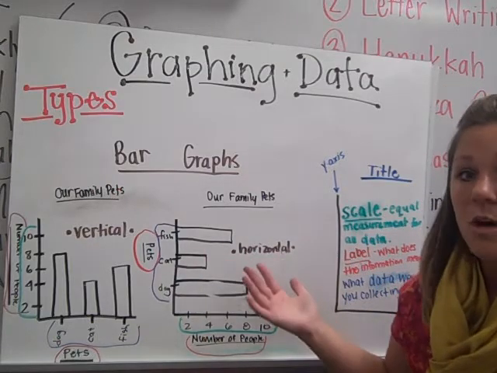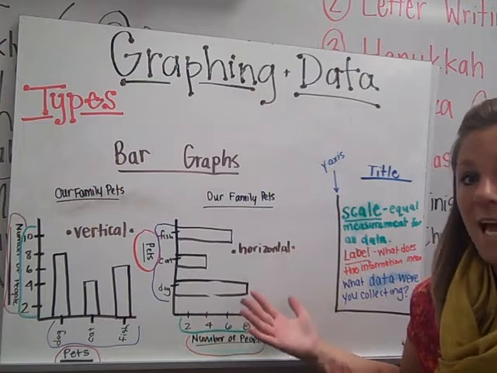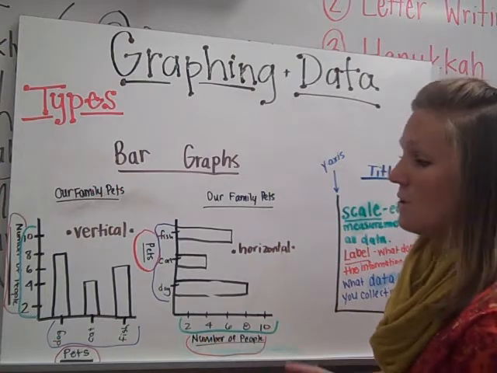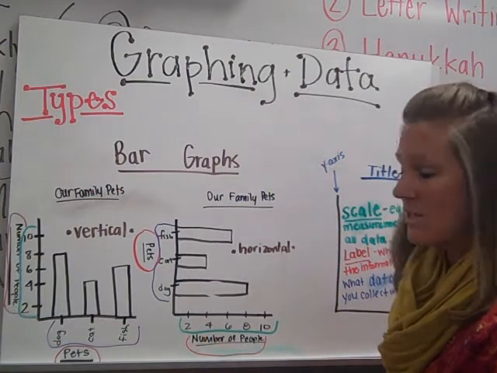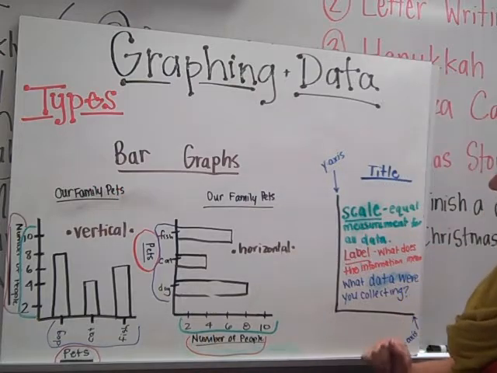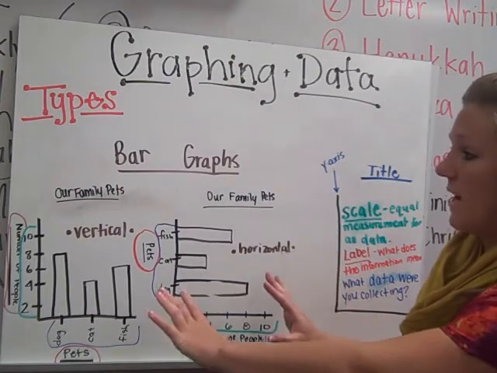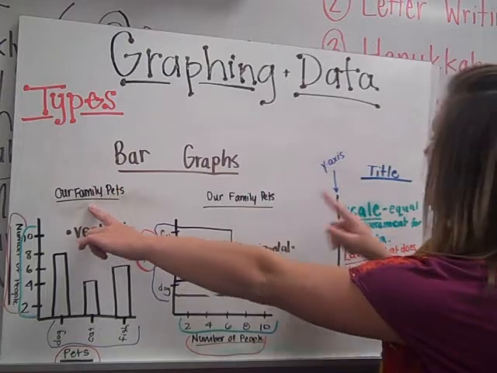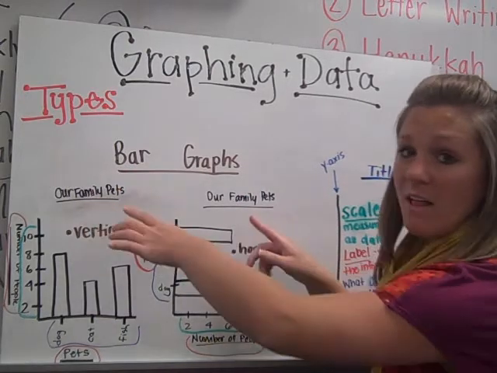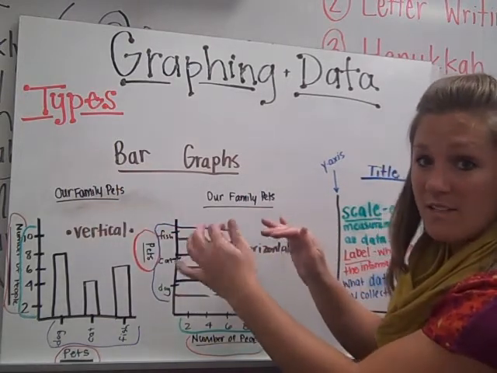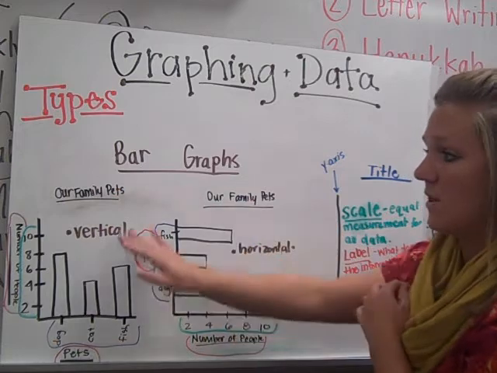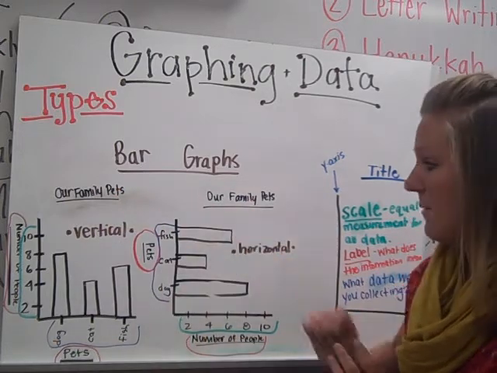Key things to look for whenever you're looking at a bar graph or creating your own. You're going to need a lot of different features, okay? The first thing that you're going to see in both of these bar graphs is our title, okay? You're always going to find your title at the top of a graph. It doesn't matter what kind of bar graph you're looking at. It will always be at the top.